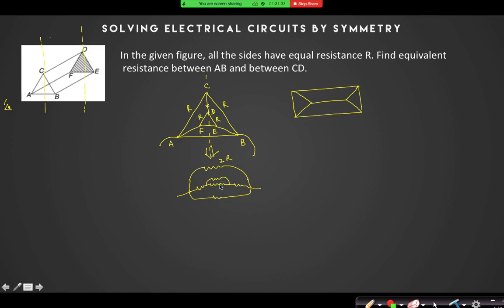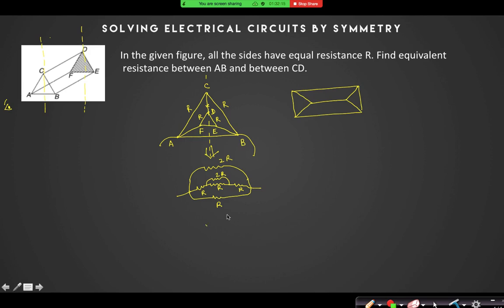This is 2R, this is 2R, this is R, this is R, this is R, this is R. Right? So if this is 2R and this is R, then what is the equivalent of 2R and R? 2R by 3. They are in parallel. So it is 2R by 3 plus 2R, they are in series now, so that is 8R by 3. If anytime you feel that it is not clear, you can ask me.